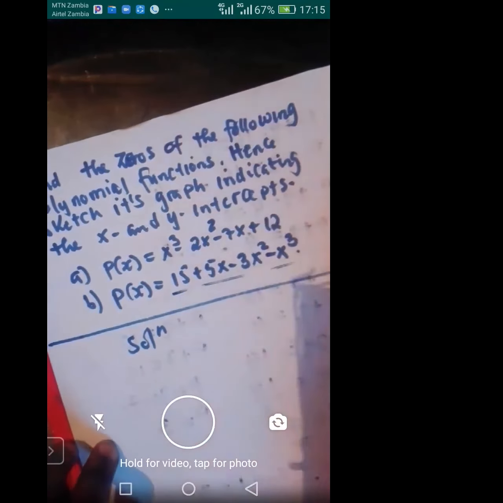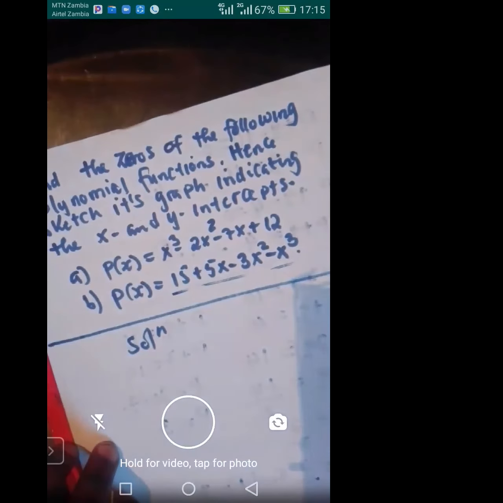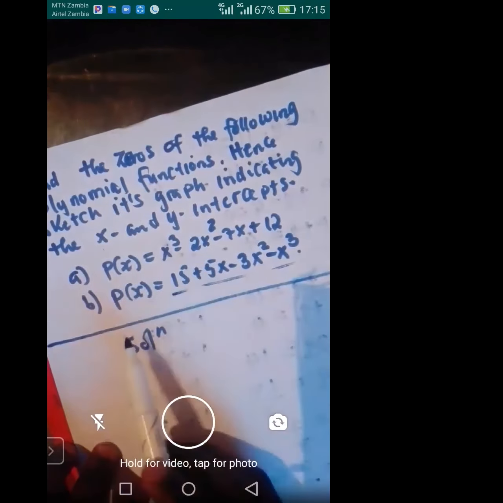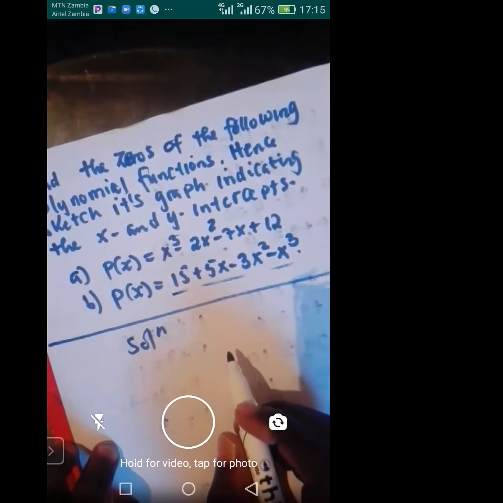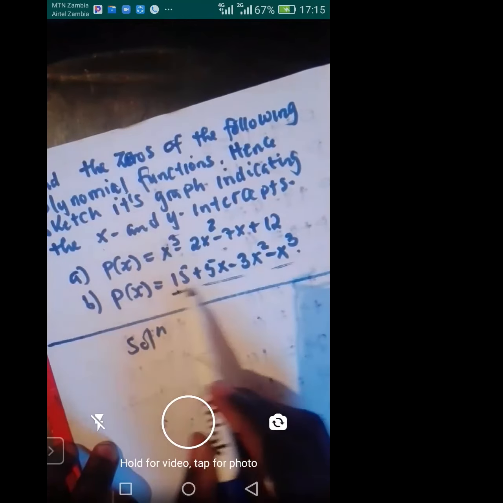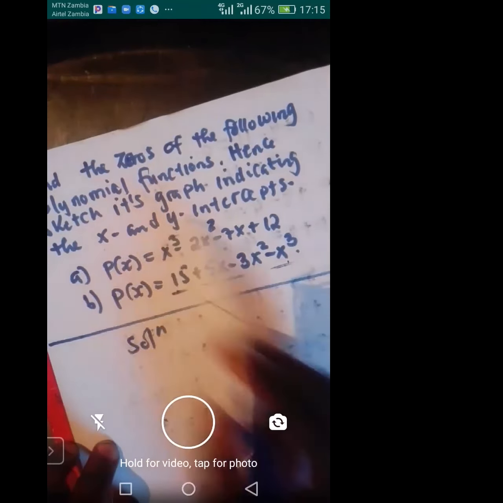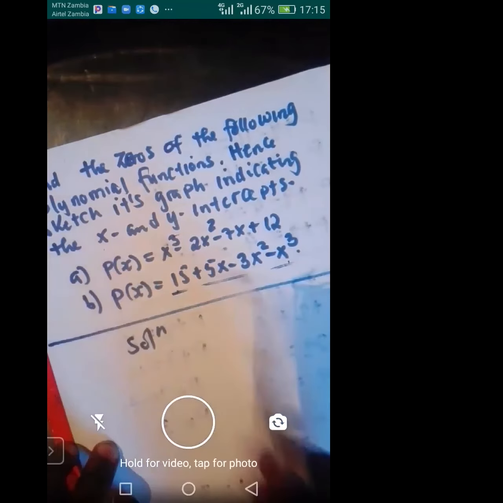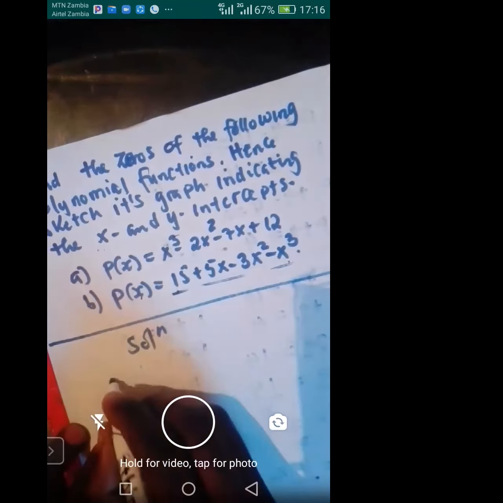So the first thing is, you're going to find the x and y intercepts. How do you find the x-intercepts? For the x-intercept, y is 0. So you are going to equate your equation to 0, and then find the zeros of the polynomial. For the y-intercept, in the y-axis, x is 0, so you find p of 0. So let's start with the x-intercepts.